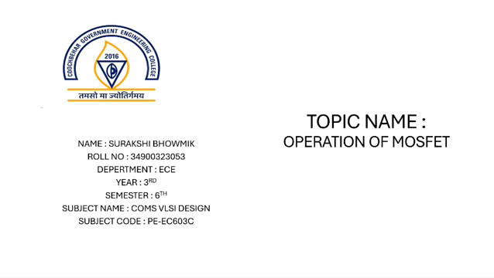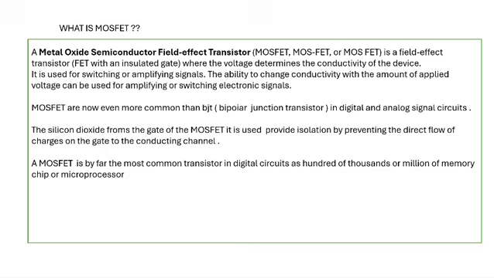Today my topic is Operation of MOSFET. What is MOSFET? A metal oxide semiconductor field effect transistor, a field effect transistor (FET) with an insulated gate where the voltage determines the conductivity of the device. It is used for switching and amplifying signals. The ability to change conductivity with the amount of applied voltage can be used for amplifying or switching electronic signals.